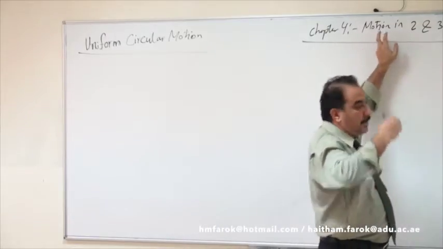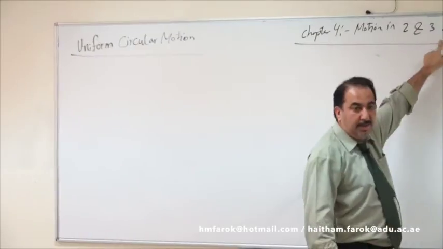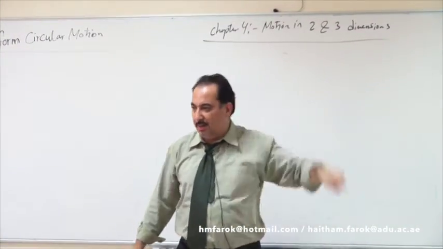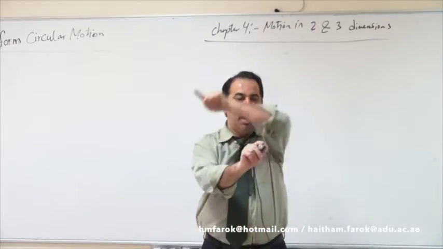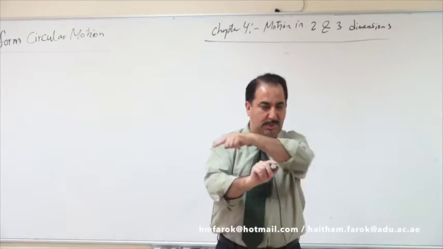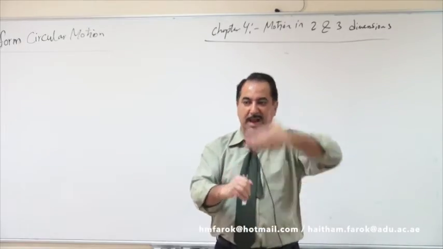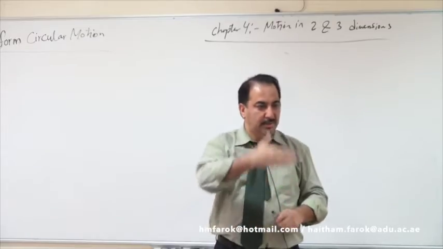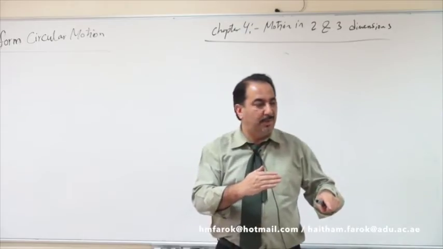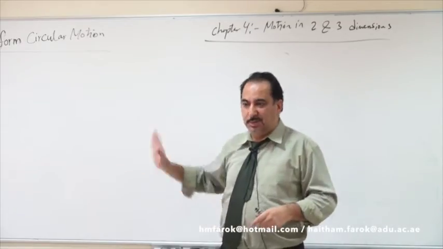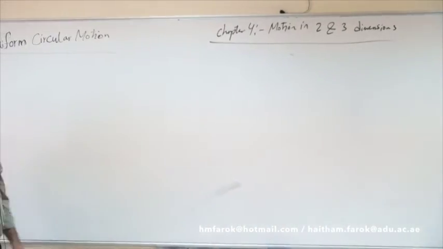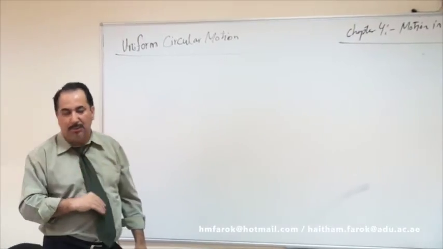Remember, we are in a chapter which deals with motion in 2 and 3 dimensions. Now, if you have an object circulating around a center, how many dimensions do we have? Something circulates in a plane, x and y. So this is an example of motion in 2 dimensions. So we have an object that moves in 2 dimensions, in circular motion.